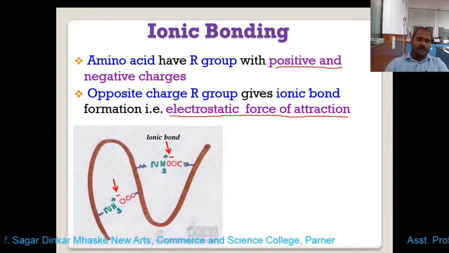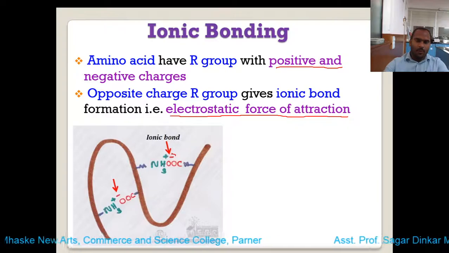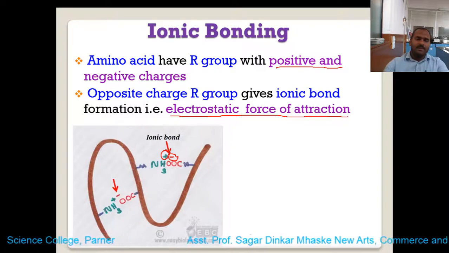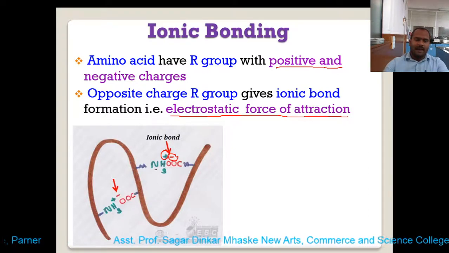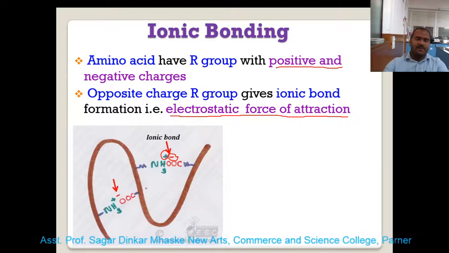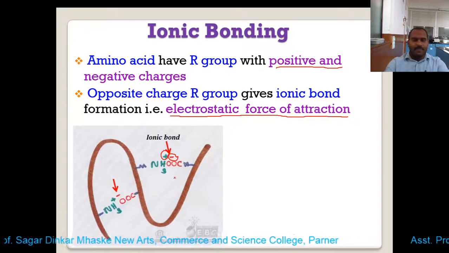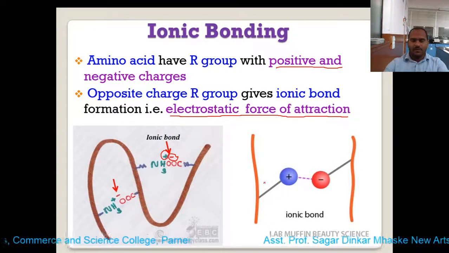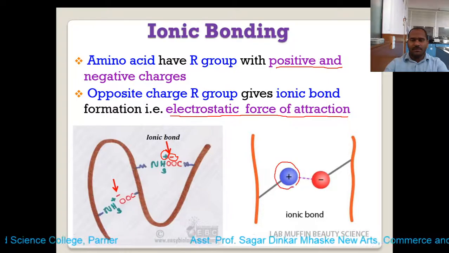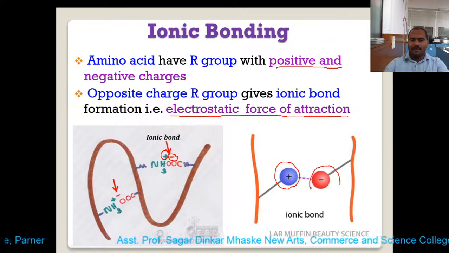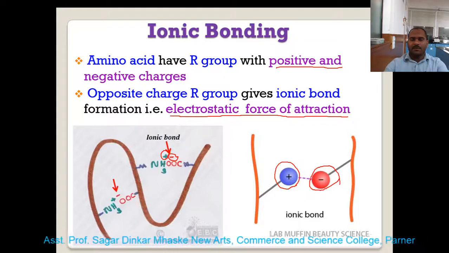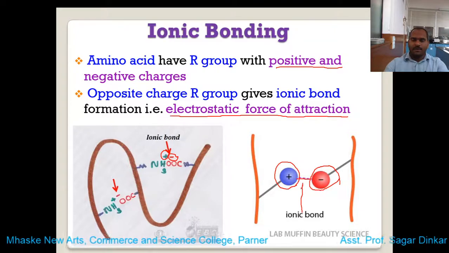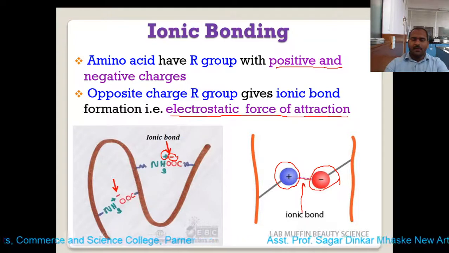Now here you can see an ionic bonding: the carboxylic group has oxygen minus, and the amino group has a plus. So these two charges get attracted. Similarly, here we can consider these two charges get attracted. This is a figure which shows it simply. Suppose this is one R group with a positive charge, and here is another R group with a negative charge. There will be electrostatic force of attraction between these two, which is called an ionic bond.